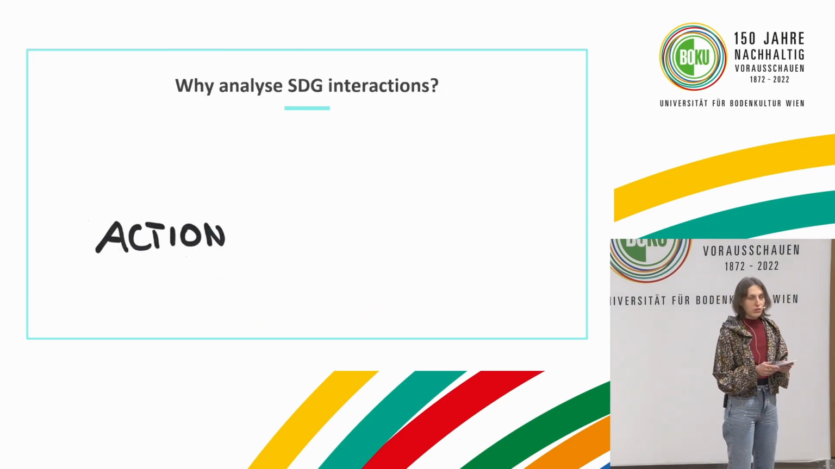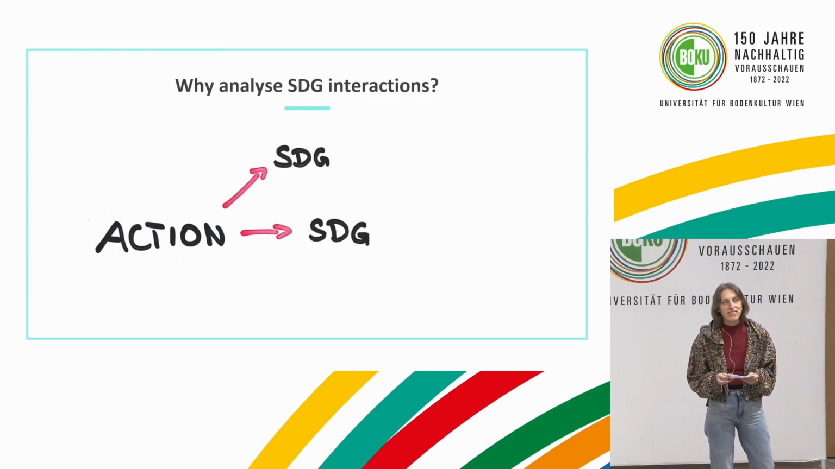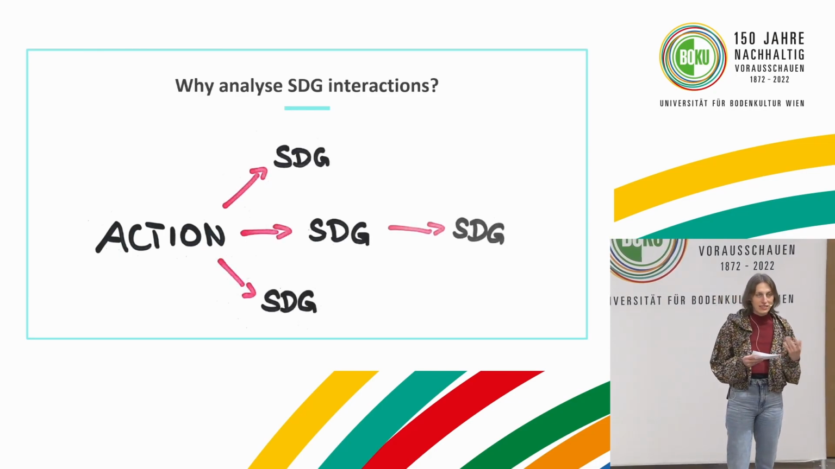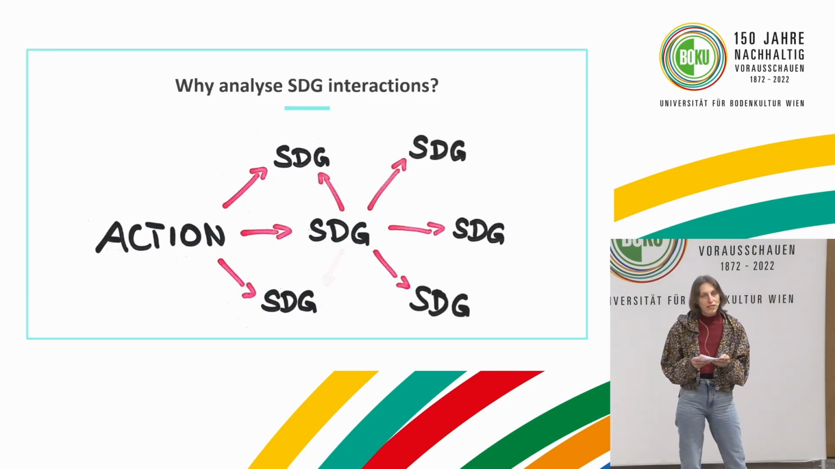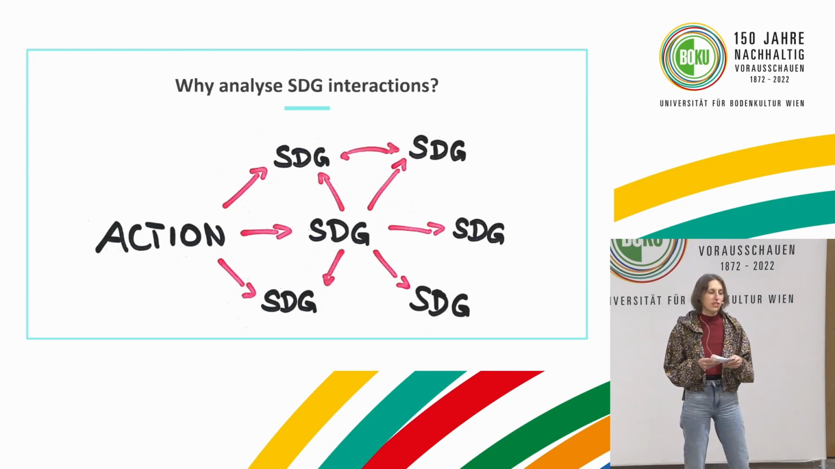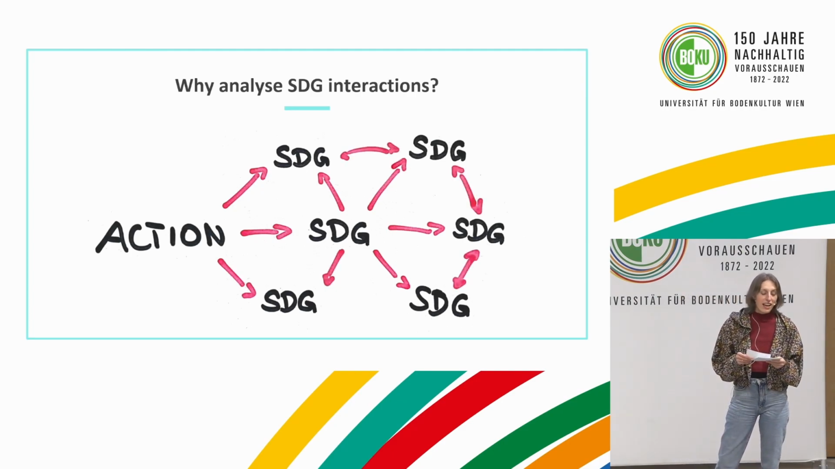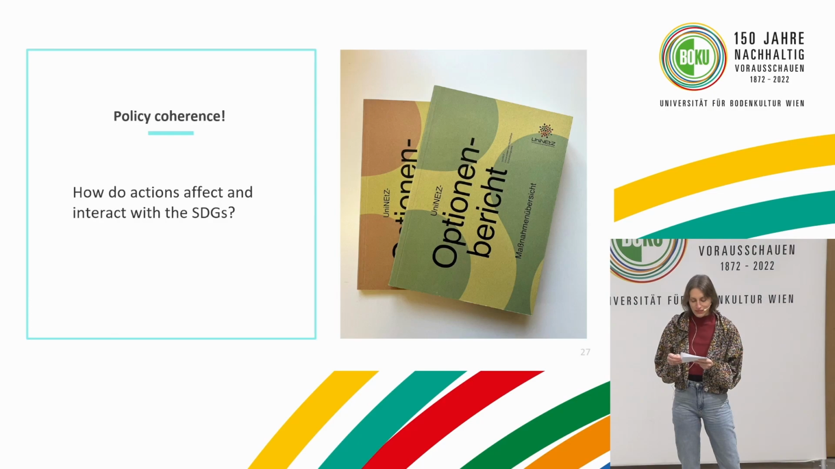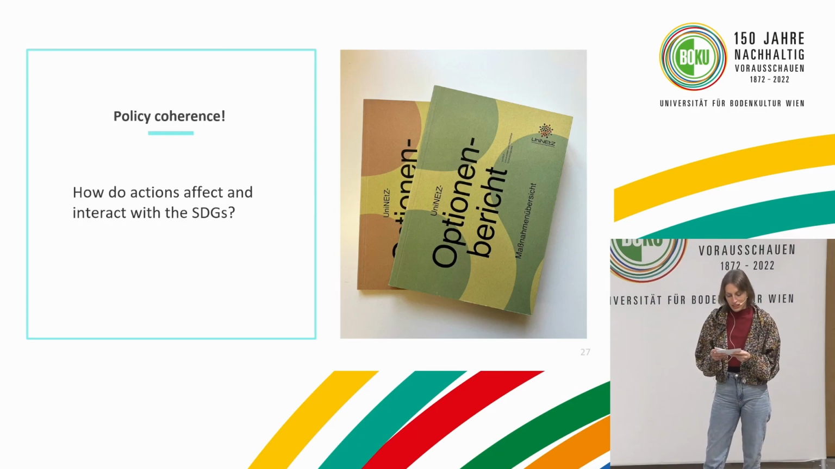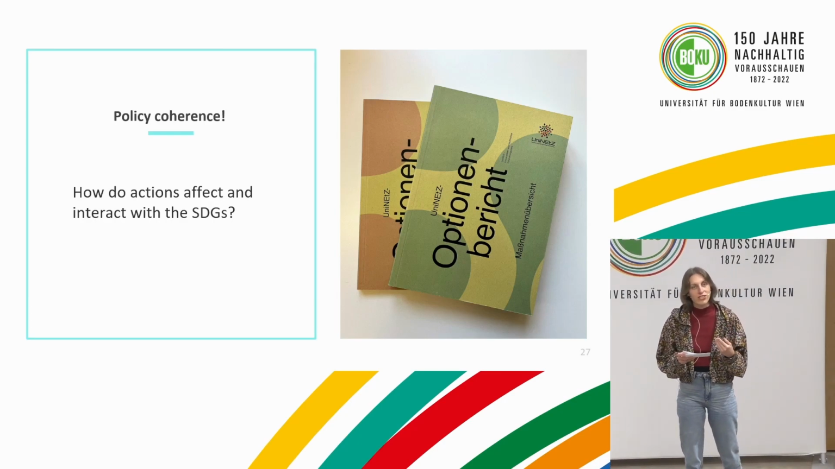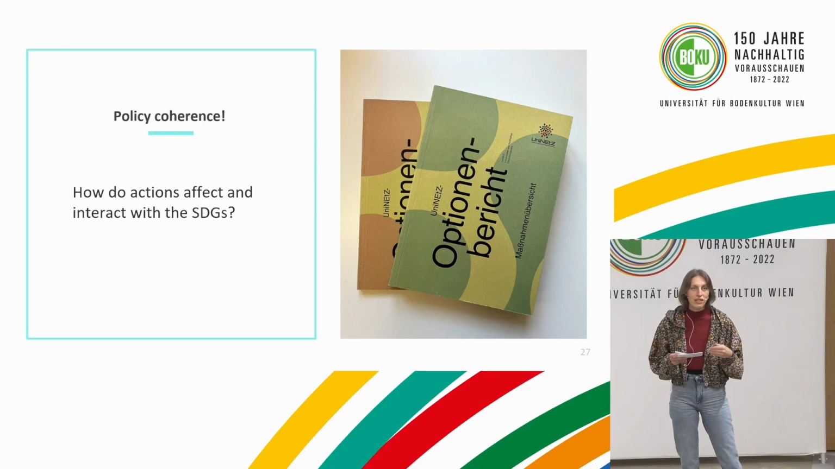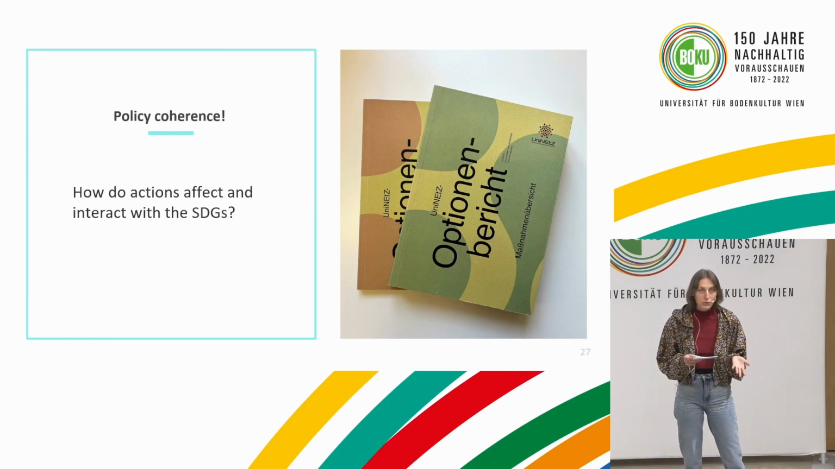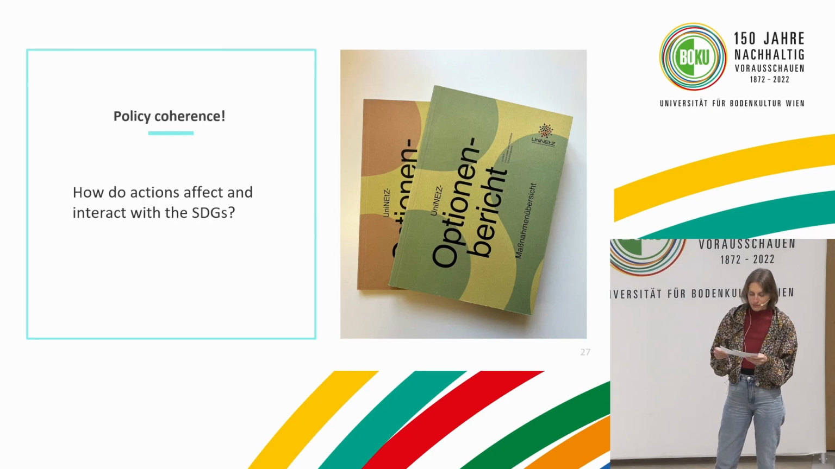So if we set an action towards a certain SDG, in many cases this action does not only affect the desired SDG, but also has an effect on other SDGs. And these effects might even have further effects on further SDGs, which in turn have effects on SDGs, and so on and so on. So to make the best out of the 2030 agenda, and to ensure coherent policy strategies for the achievement of the SDGs, it is important to know how our actions actually affect the SDGs and how they interact with them. But how can we select a method to do this?